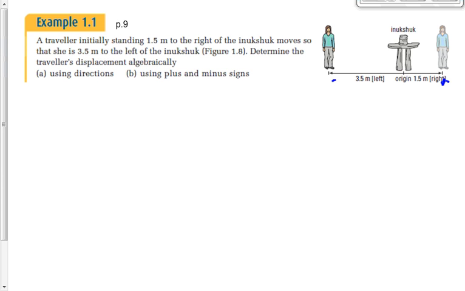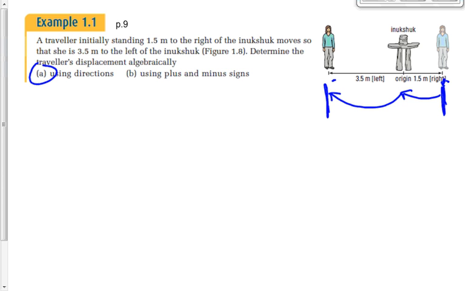We want to find her displacement using directions and using plus and minus signs. Let's focus on this one first. What's her displacement? She started right here. She ends up right here. She walked 1.5 meters to the left, and then she walked 3.5 meters to the left. What's her displacement?